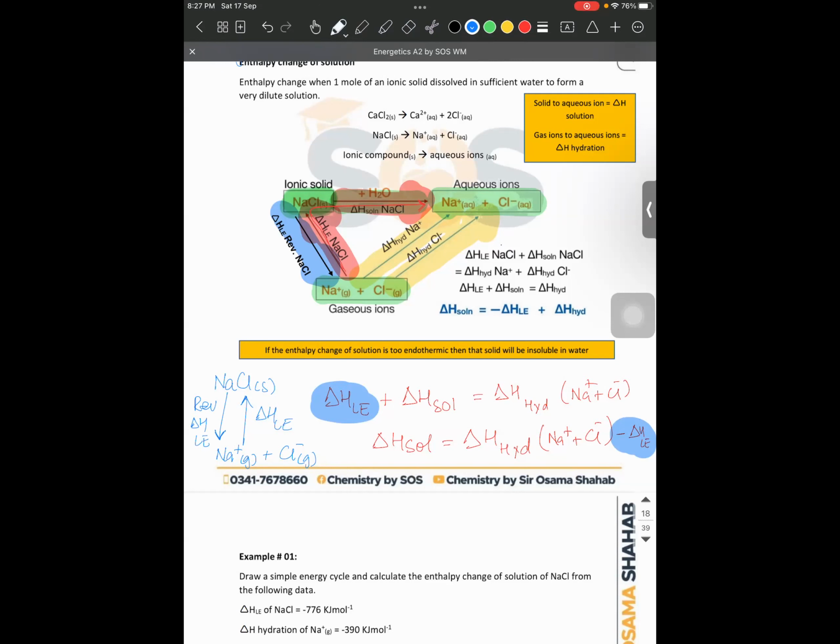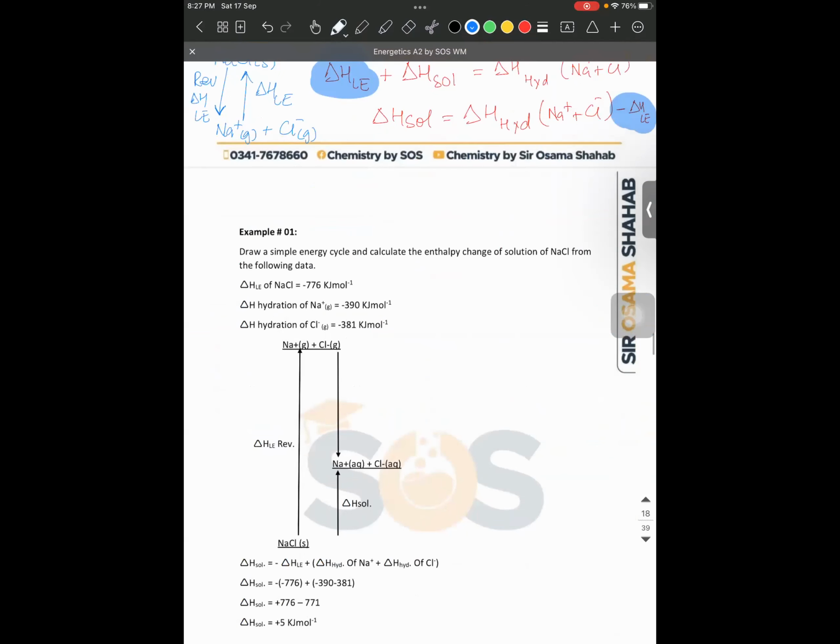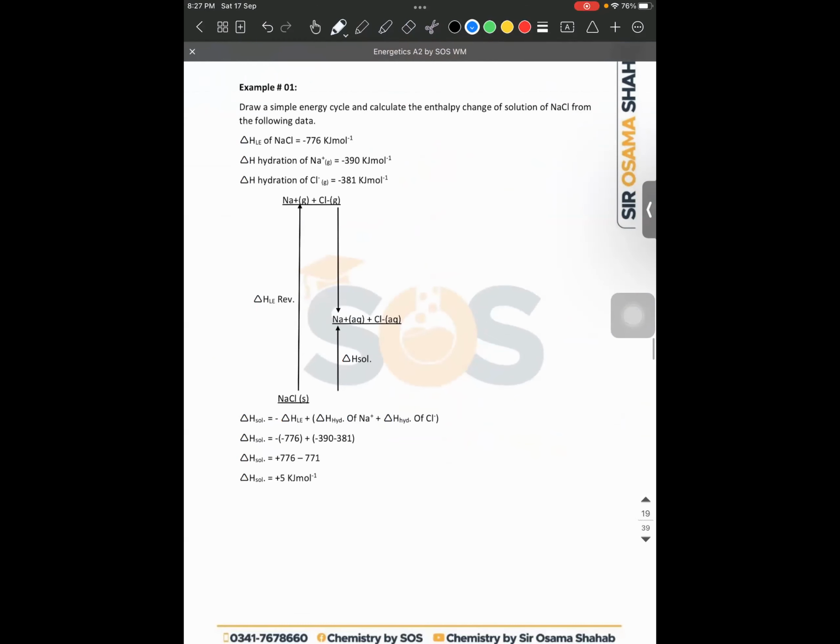Okay sir. This is actually what you need to understand in this, and that's pretty simple. If you want to solve some questions about this, it is very, very simple, right? You just need to understand this: any solid can be converted into gaseous ions, or gaseous ions can be converted into solid. If it is converted into ions, this will be the lattice enthalpy, which is actually the reverse, right?